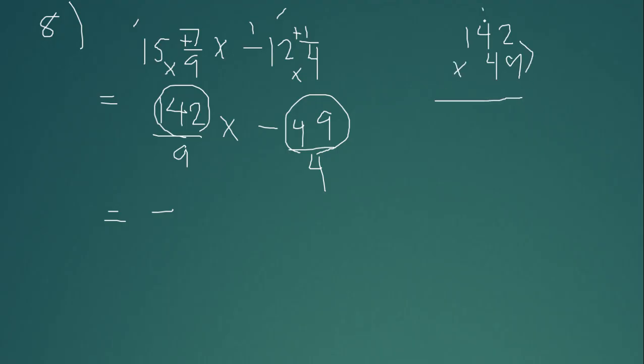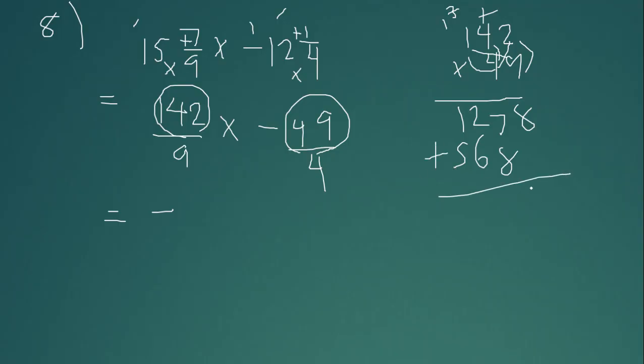Now, 142 times 49. 9 times 2 is 18. 9 times 4 is 36 plus 1, 37. 9 times 1 is 9 plus 3 is 12. Then 4 times 2 is 8. 4 times 4 is 16. 4 times 1 is 4 plus 1 is 5. Add them. So we have 6958 divided by 36.